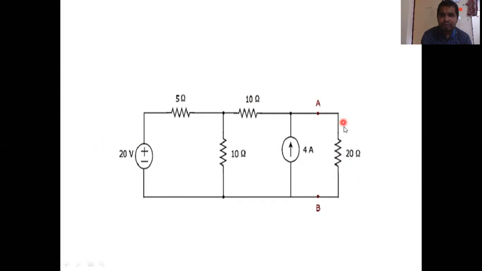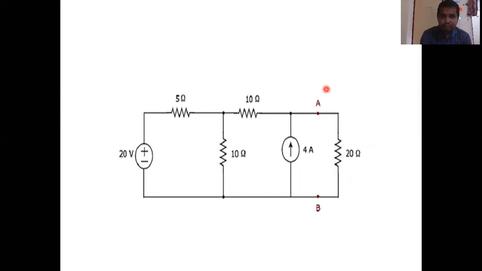I need to determine the current flow through this 20 ohm resistance by Thevenin's theorem. You can determine this by Kirchhoff's voltage law and Kirchhoff's current law. They are the basic laws by which you can also solve it. But you should keep in mind that when we go for the Thevenin theorem, it is a special application.